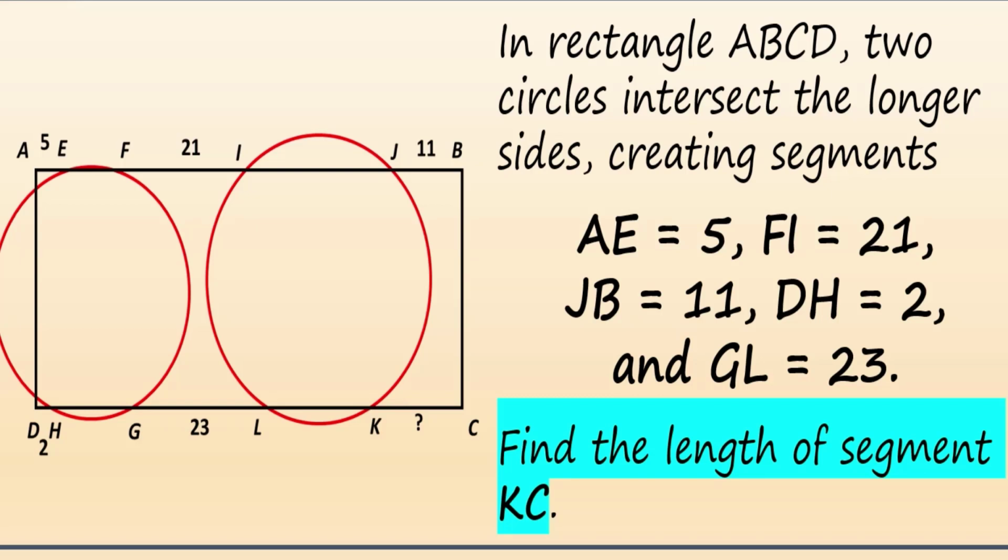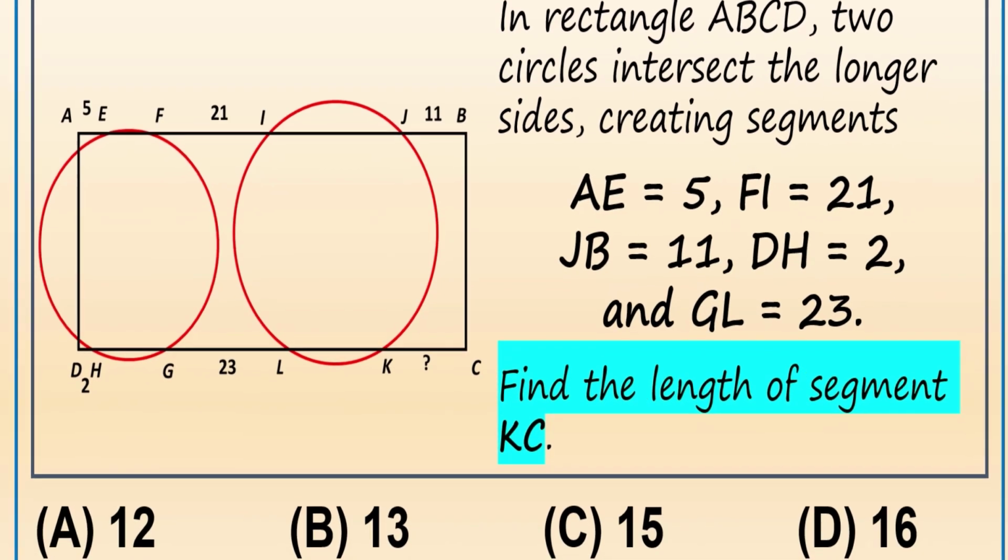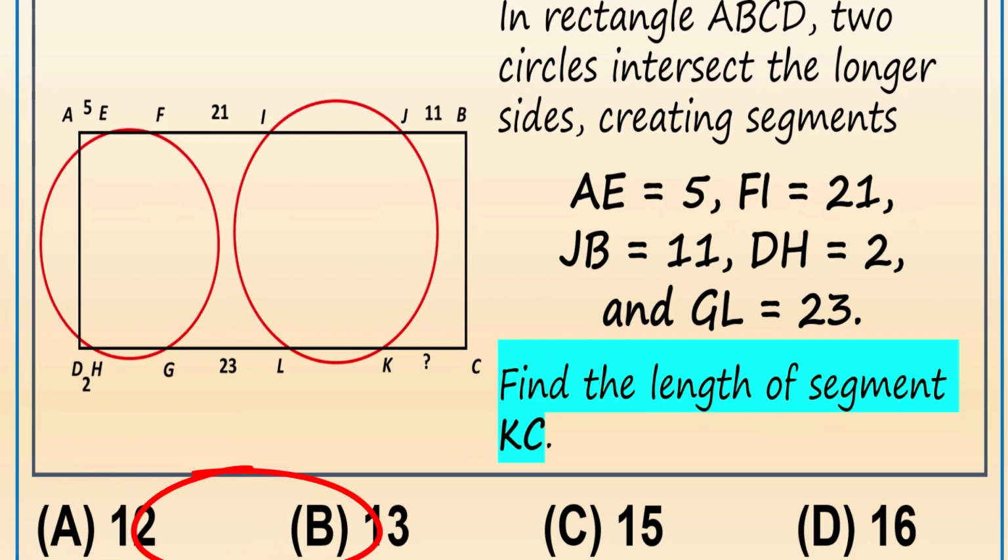Here is the problem. In the rectangle ABCD, two circles intersect the longer sides, creating segments AE equals 5, FI equals 21, JB equals 11, DH equals 2, and GL equals 23. The task is to find the length of the segment KC. The options are A. 12, B. 13, C. 15, and D. 16.